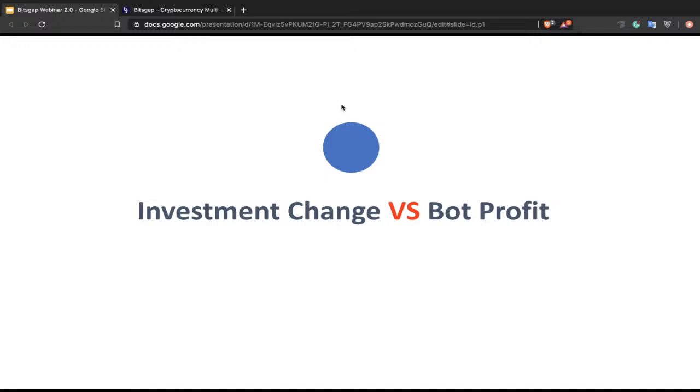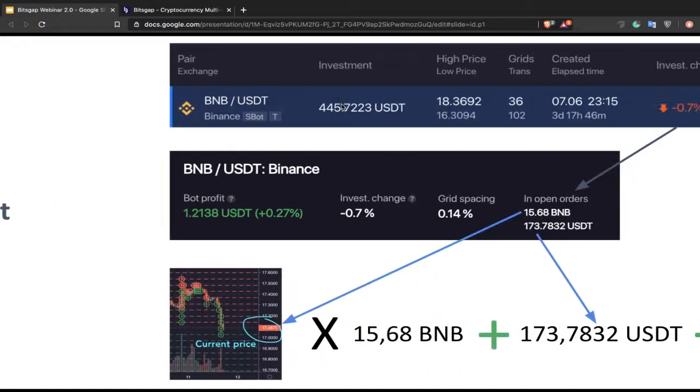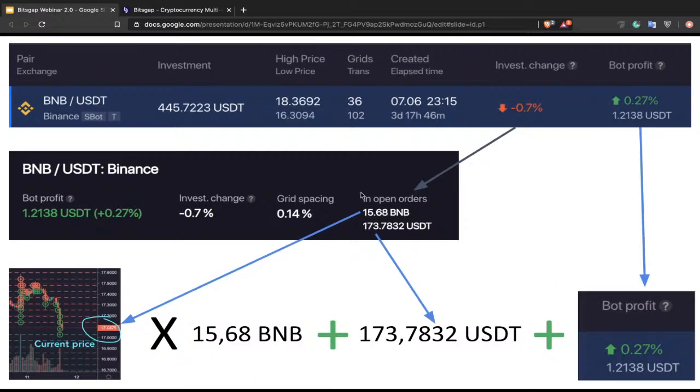And now it's time to explain what makes investment change different from the bot profit. When you say the investment change, in this case it's in the negative zone, so that means that your return on investment is now minus 0.7%. So you are down by that percentage from your allocated investment. All right.